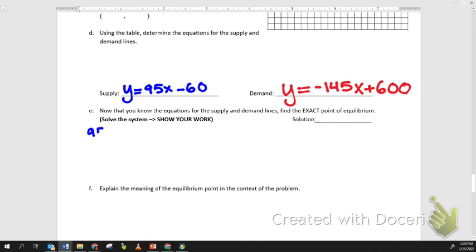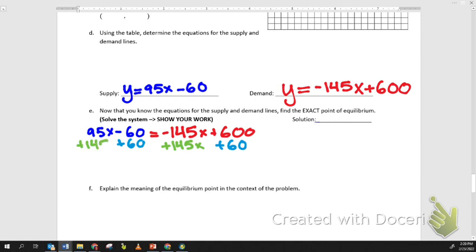Substitution. So I would set it up. I have 95x minus 60 equals negative 145x plus 600. And I want to solve for x. So I would move my like terms to the sides together. I'm moving them all in one step, but what I'm doing is first putting the 60 on this side and then moving the 145x over there.